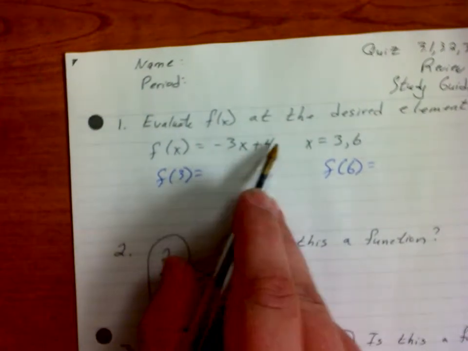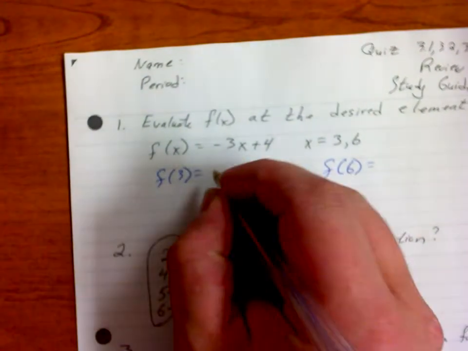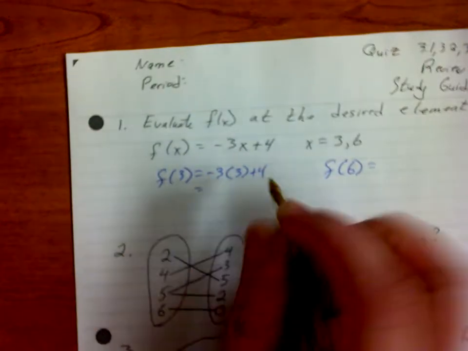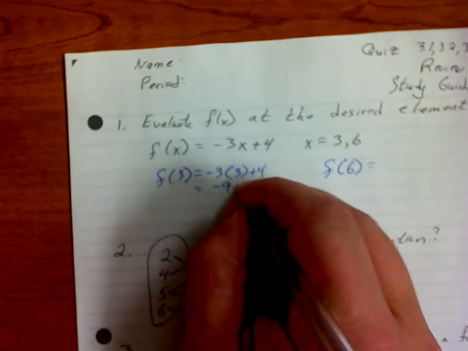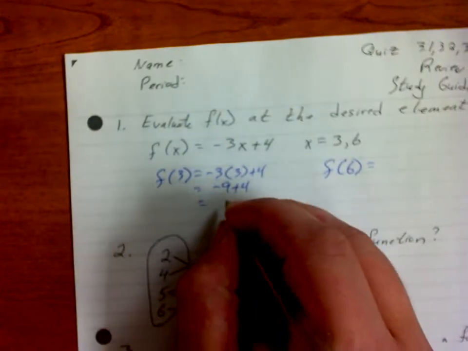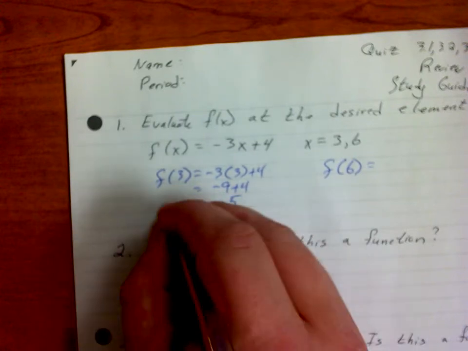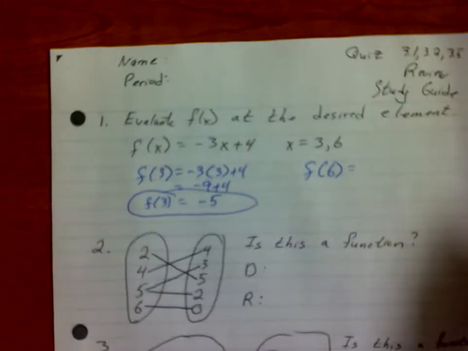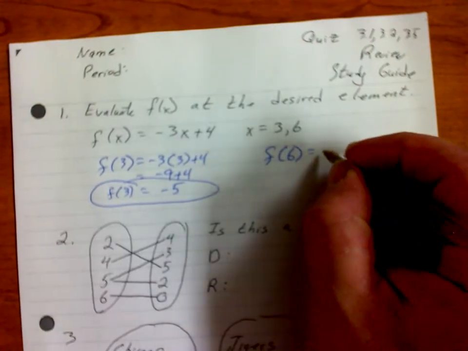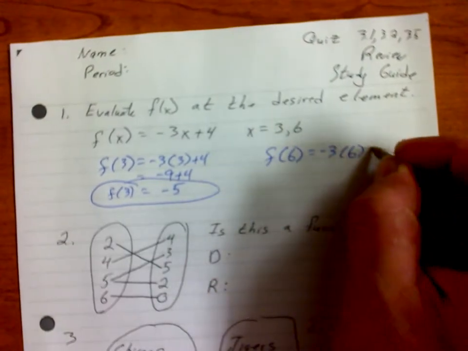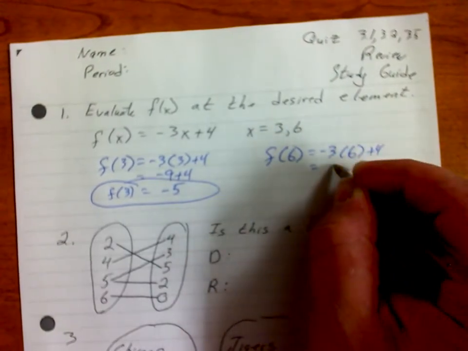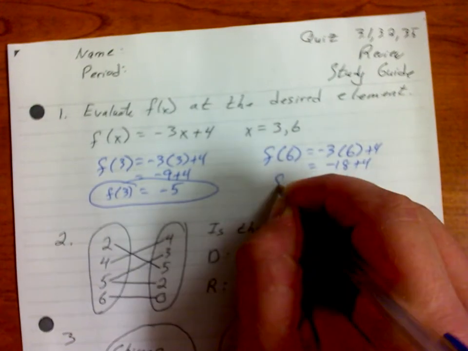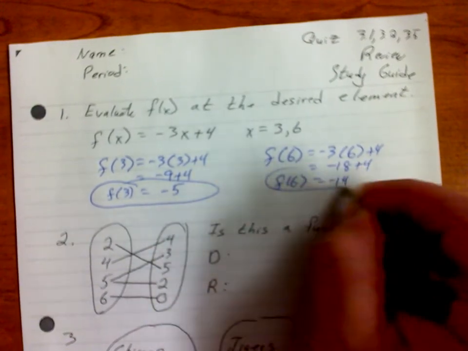All that means, though, is remember, each number we're going to be plugging in everywhere that we see an x. So this is going to be negative 3 times 3 plus 4, which is going to give us negative 3 times 3, which is negative 9, plus 4, which is going to give us negative 5 for f of 3. And we would do a very similar process for f of 6, just plugging it in. So negative 3 times 6 plus 4: negative 3 times 6 is negative 18. Add 4 to that to give us negative 14 for f of 6.